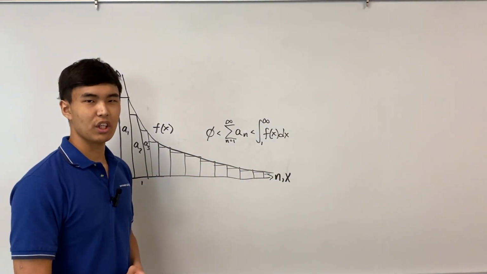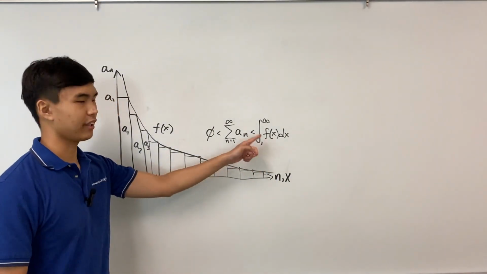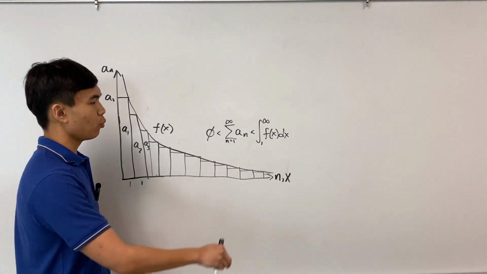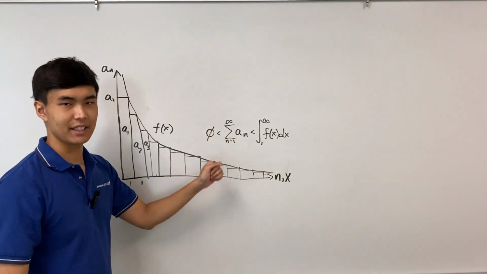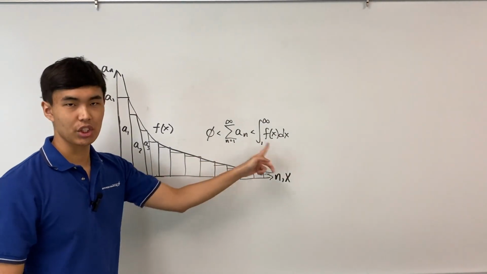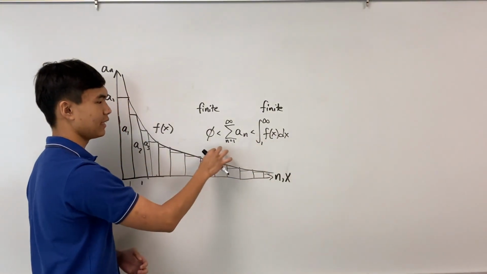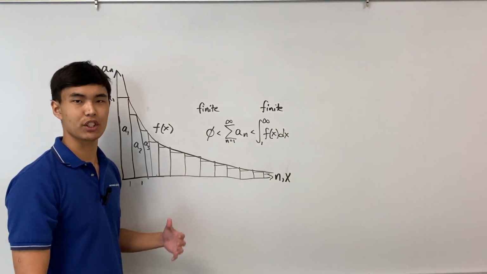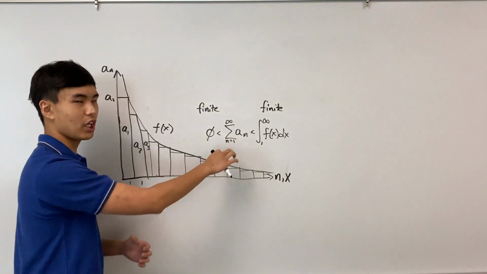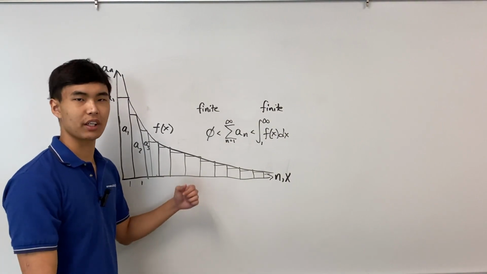So we've learned how to solve quite a lot of integrals, including things like this. However, we haven't learned how to figure out very many series yet, so we're going to use this relation to our advantage. So we're going to say that if this is finite and 0 is also finite, then by the squeeze theorem, this series also has to be finite or convergent.